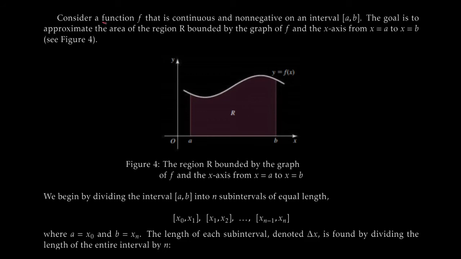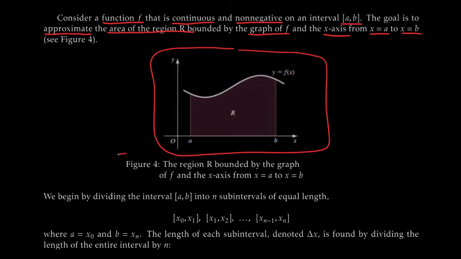So let's consider a function f that's continuous and non-negative on some closed interval from a to b. The goal we have here is to approximate the area of the region R bounded by the graph of f and the x-axis from x equals a to x equals b. That's just this picture right here. So taking a, I get out f of a, and taking b down here, I would trace up and I would get out f of b.